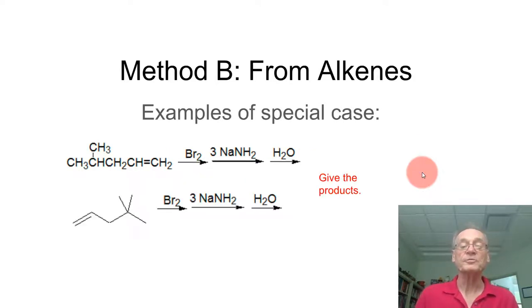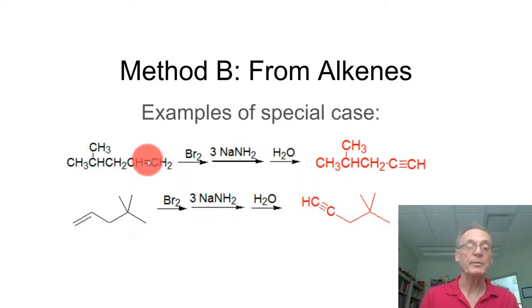Okay, so here's some examples of the special case. So here is a terminal alkene. It's at the end of the chain. If we first add bromine, and then 3 equivalents of sodium amide, and then water, what would the product be at that point? Here's another example of a terminal alkene. If we had bromine and then sodium amide, 3 equivalents. And by the way, you can just put excess in here, so little x, little s to stand for excess, and that is just fine as well if you want to note it that way. But then we add water, so what would the products be at that point? Go ahead and draw them out.